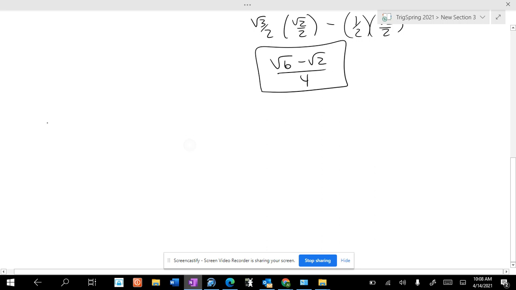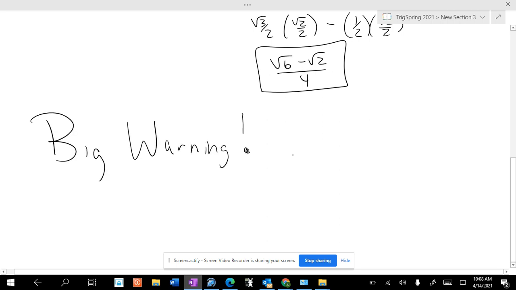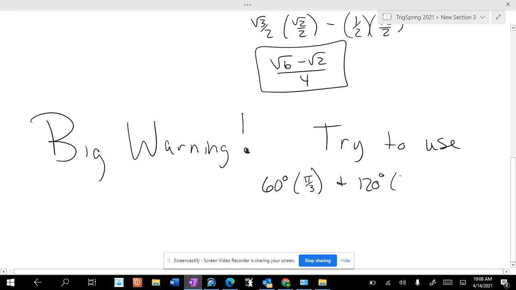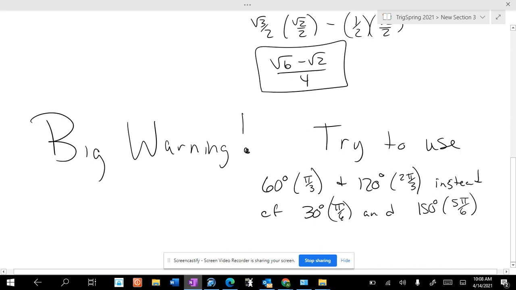Now, here's the big warning. Try to use 60 degrees, which is pi over 3, and 120 degrees, which is 2 pi over 3, instead of 30 degrees, which is pi over 6, and 150 degrees, which is 5 pi over 6. Because you get a lot less complicated fractions.